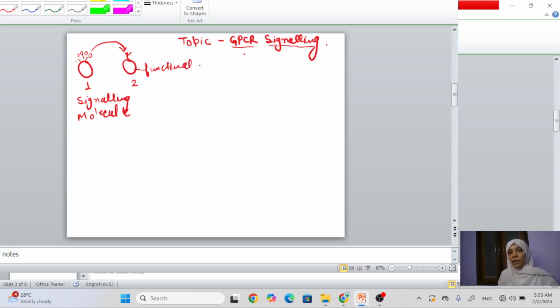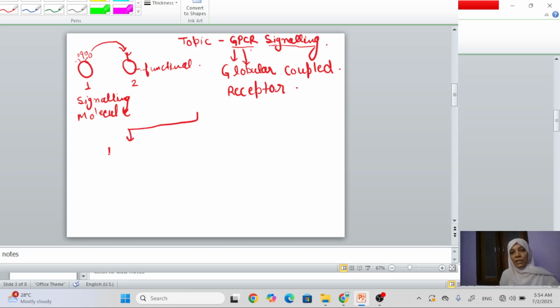Okay, let's start. What is GPCR signaling? GPCR means G protein-coupled receptor signaling. Okay, GPCR. In GPCR signaling there are 3 main components.